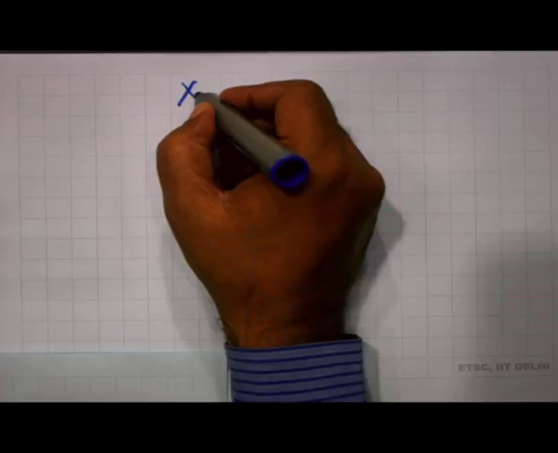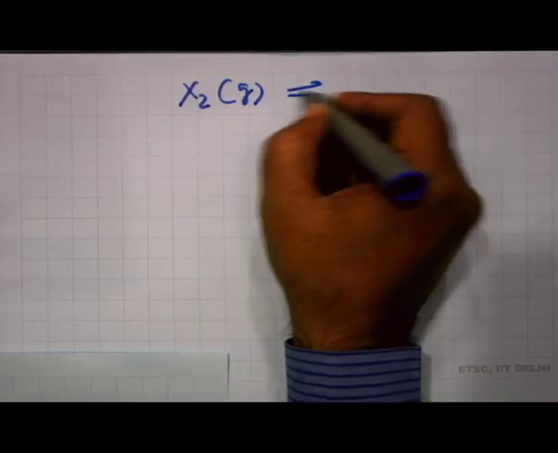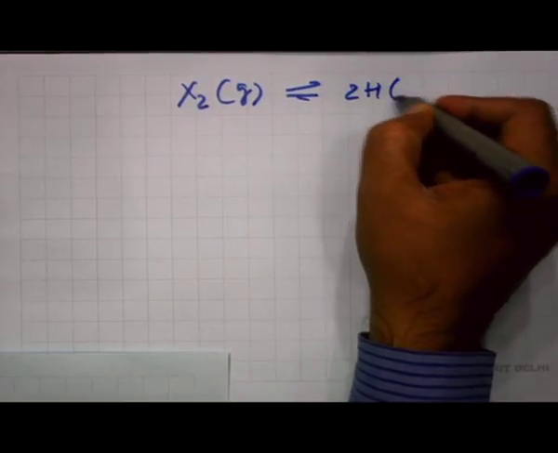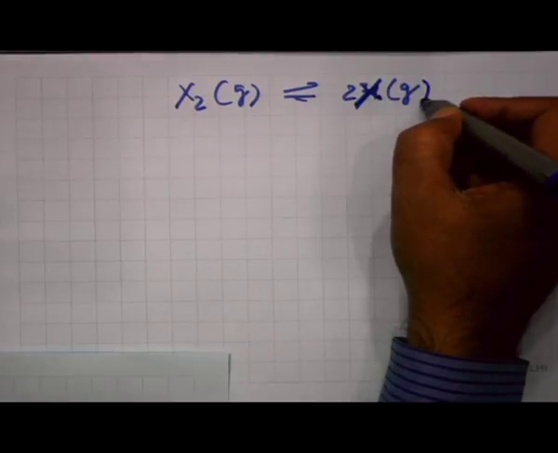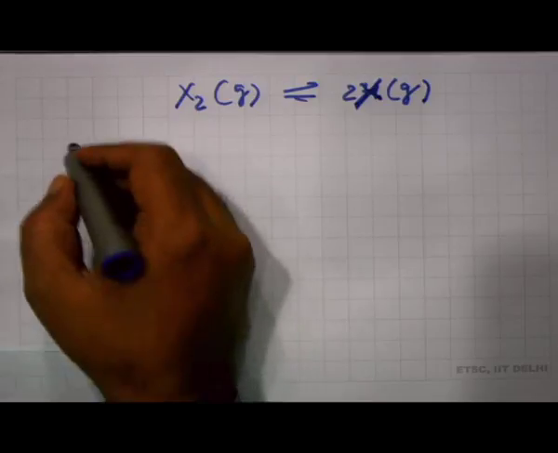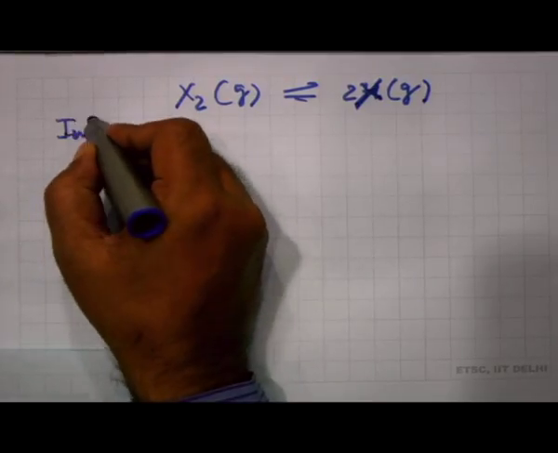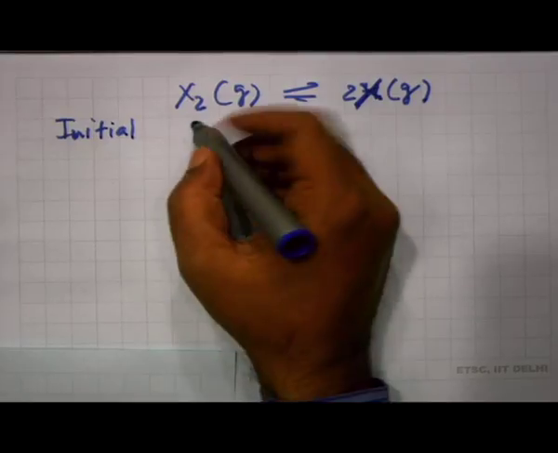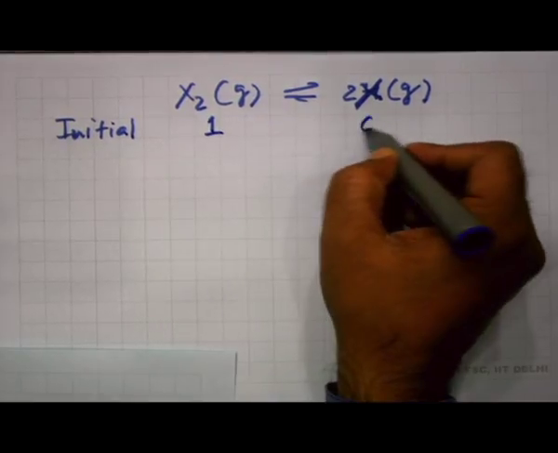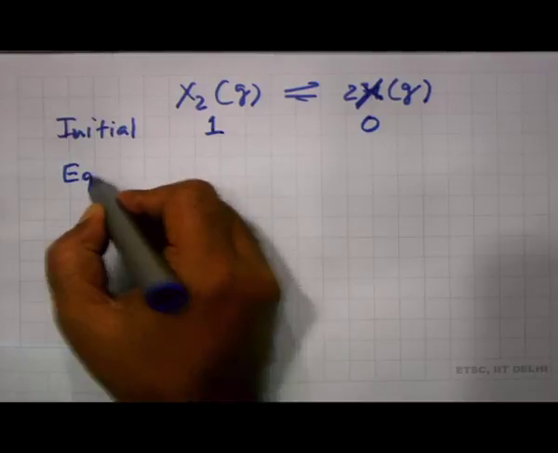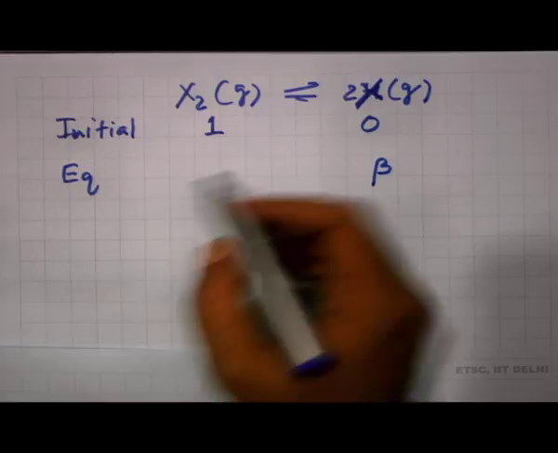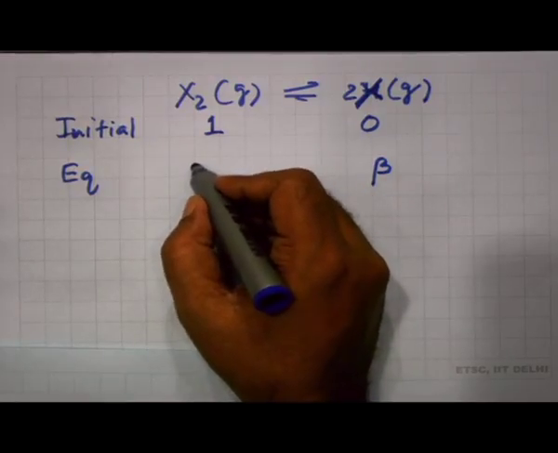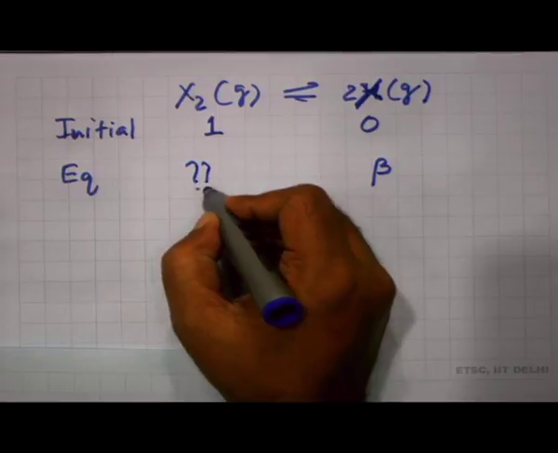So, let us go and see. The first step here is the calculation of the equilibrium concentration of X2. So let us write this: initially you have 1 mole and 0, and at equilibrium you have beta. Okay. Now, what is the number of moles of X2? This is the first question.